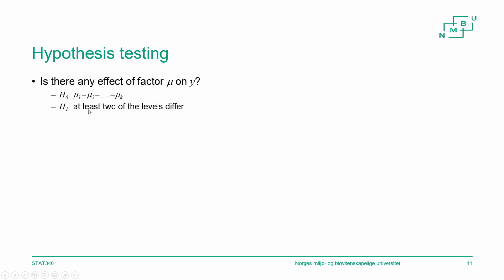And then the alternative, at least 2 of the levels differ. And notice this, that we don't really say which one. We only test, are they all identical, or is there some factor level that deviates from some other? I shouldn't say the factor levels, but the response, right? Because these mu's here are the response, right? This is not the factor levels themselves. There is one mu for the first factor level, another one for the second factor level, and so on.